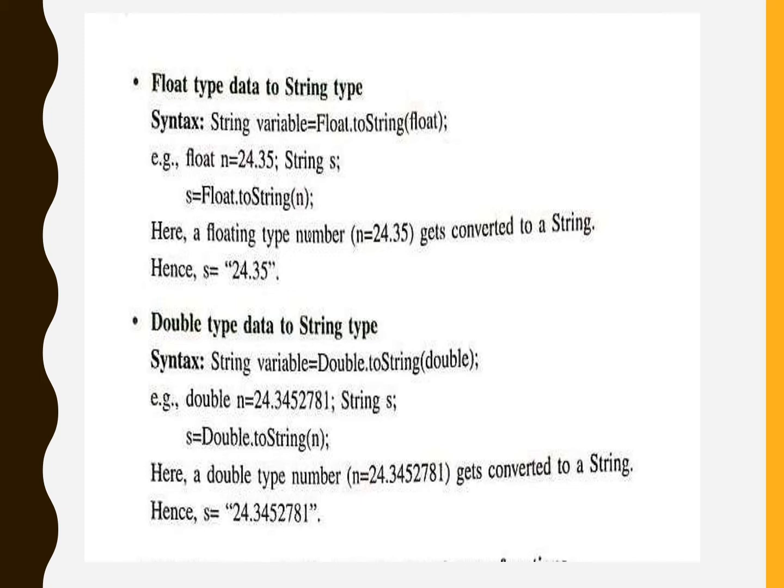Here is the function Float.toString. It converts the float into a string data type. So the float value is 24.35. So Float.toString(n) will convert it, and in double quotes it will give the output "24.35".